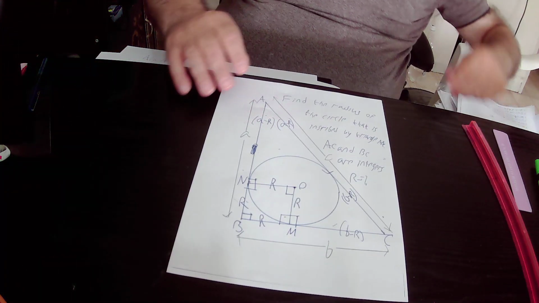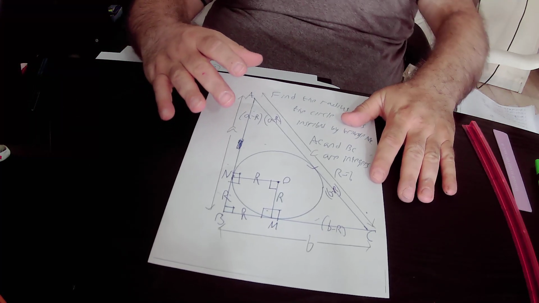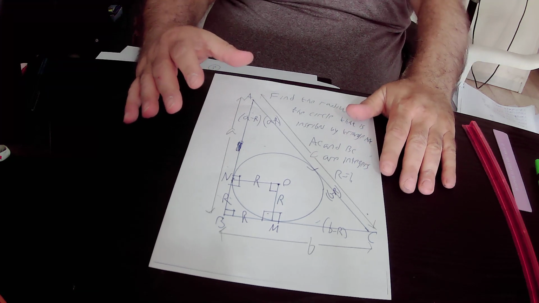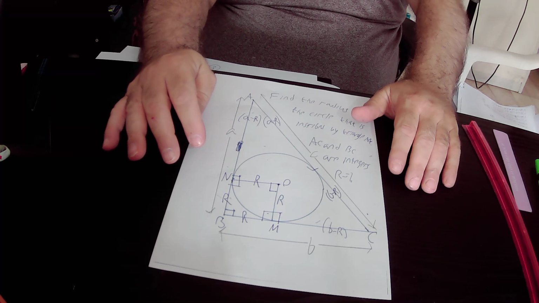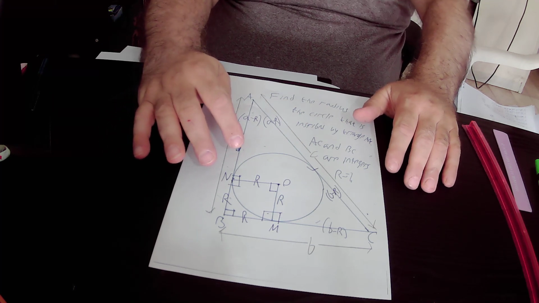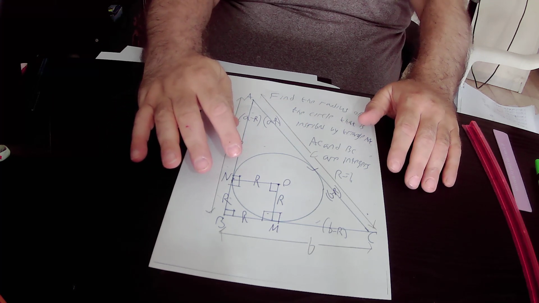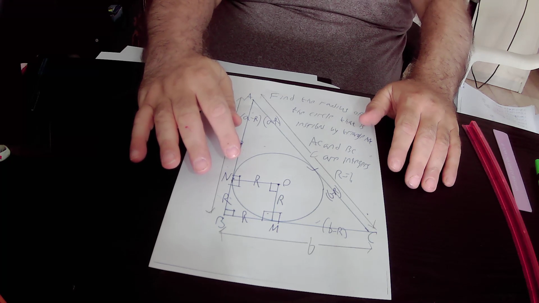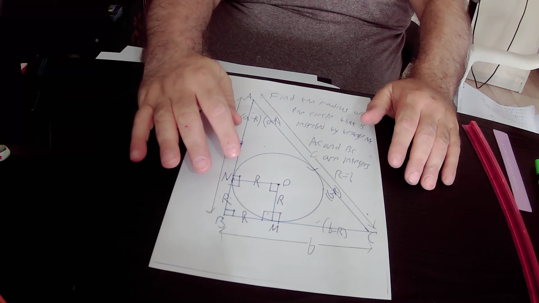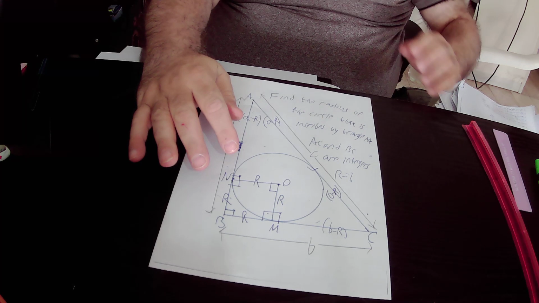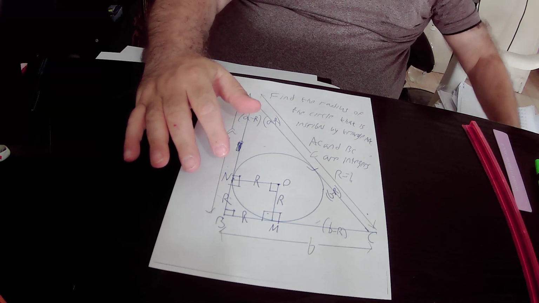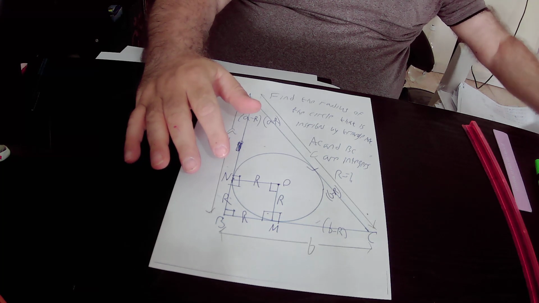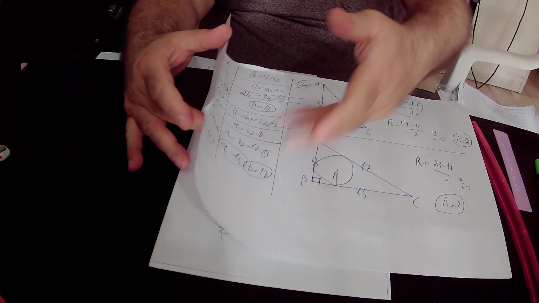Here we have the right triangle ABC that could be any triangle. Inside this right triangle ABC, we have this circle. We will find out the radius of this circle, and we will use the new formula in order to find out the radii of the two circles here that are located inside the two right triangles.